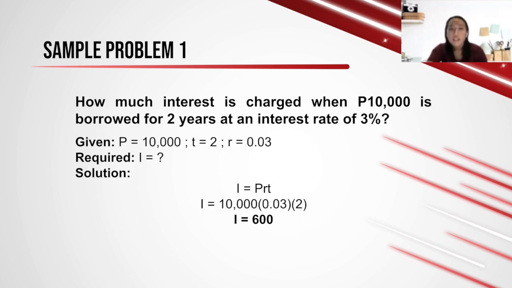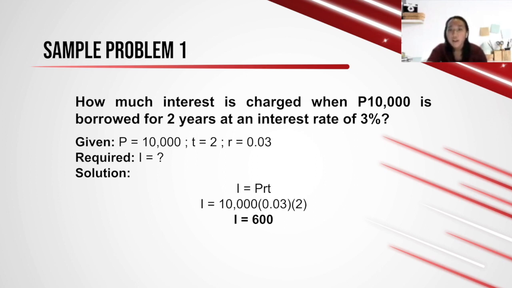So next, let's try to look at the sample problem. How much interest is charged when 10,000 pesos is borrowed for 2 years at an interest rate of 3%? A tip when solving problems like this is to have the template I am about to discuss. First, we have to write the given numbers in the problem. For this problem, the principal is given, so P = 10,000. The time of the loan is also given, so T = 2, and the interest rate is given, so R = 0.03.